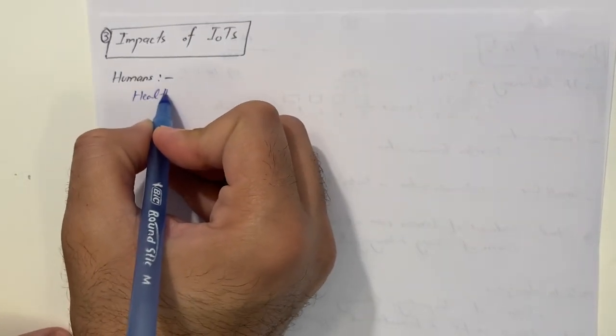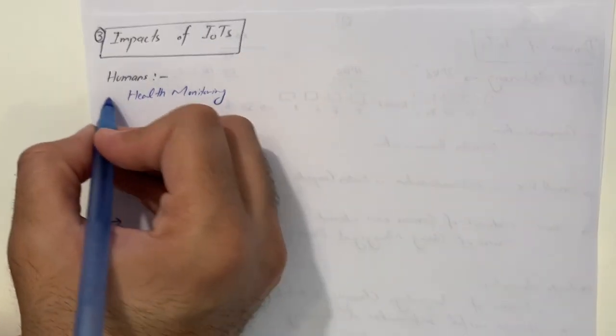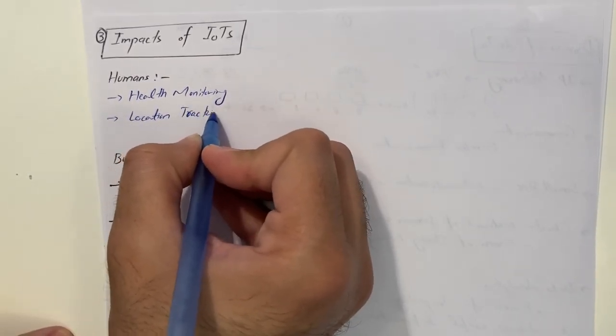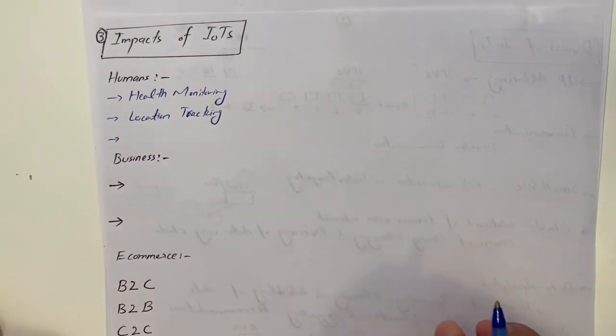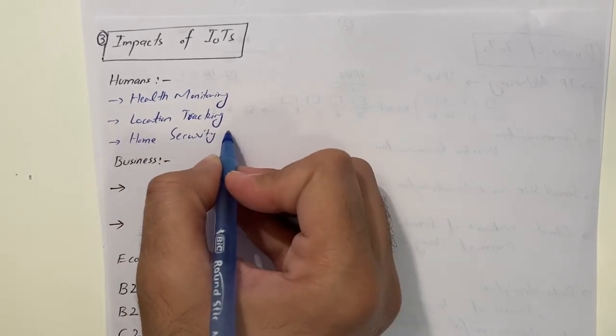Now the last agenda item is IoT impacts. There are many impacts of IoT on humans. For example, health monitoring, location tracking, and home security. There are many, many applications where IoT has made significant contributions.